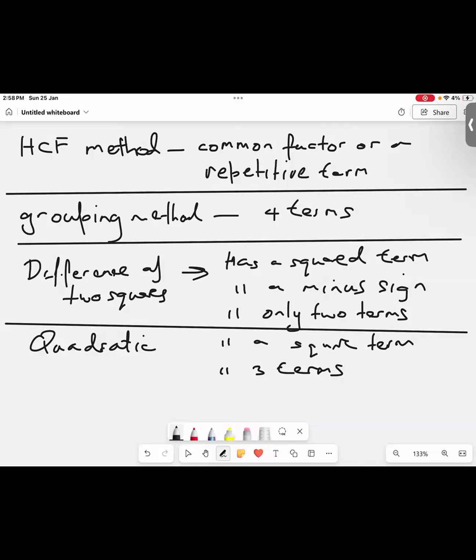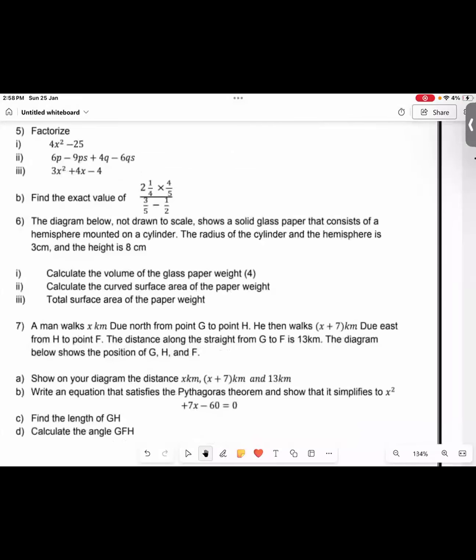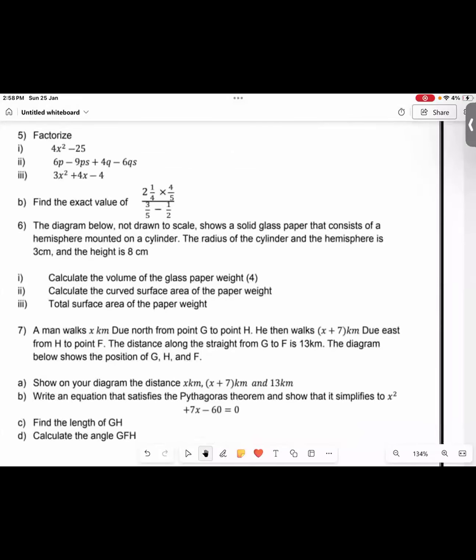Now, if you go back to the actual paper, based on that information I just gave you, look at these 3 questions here. Can anyone identify which technique matches number 1? Based on the information you just got, can you guess which one is which? Which technique do you think 5I is? Difference of squares. Very good. Why? It has a square at the front, it has a minus sign, and it has 2 terms. Very good. That sounds like Avian's voice.